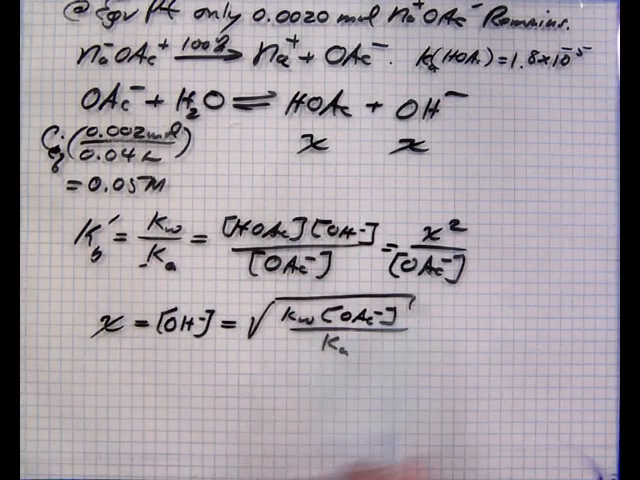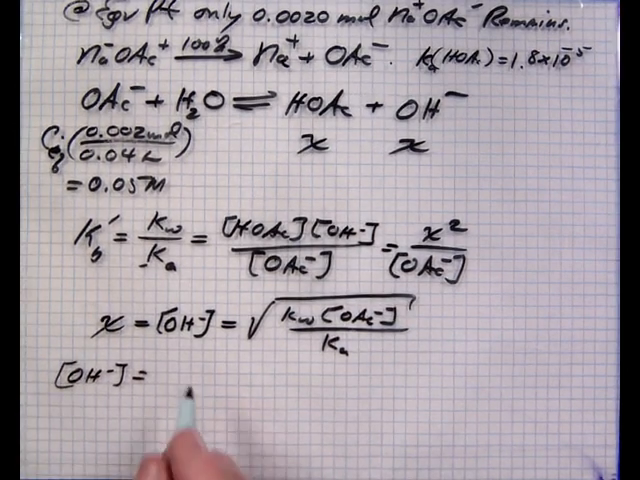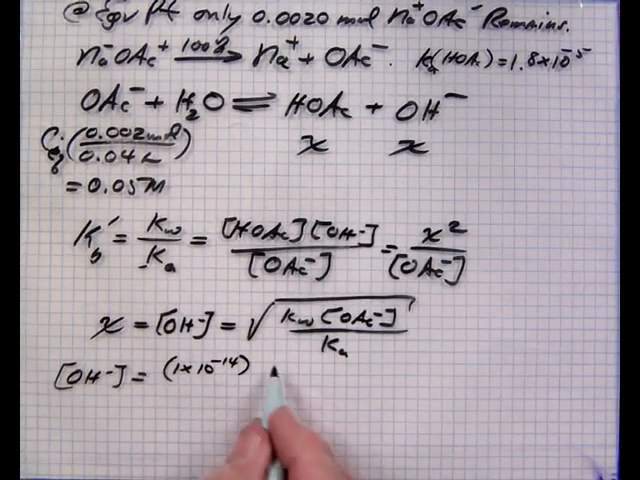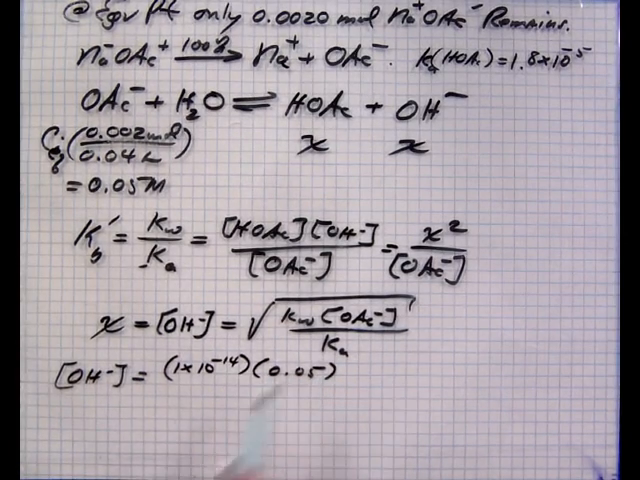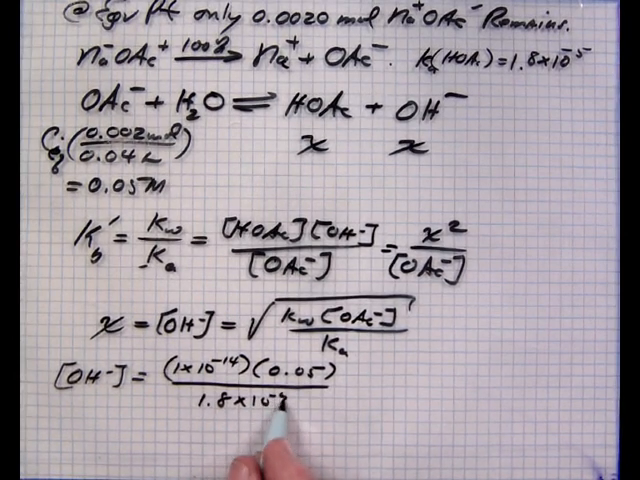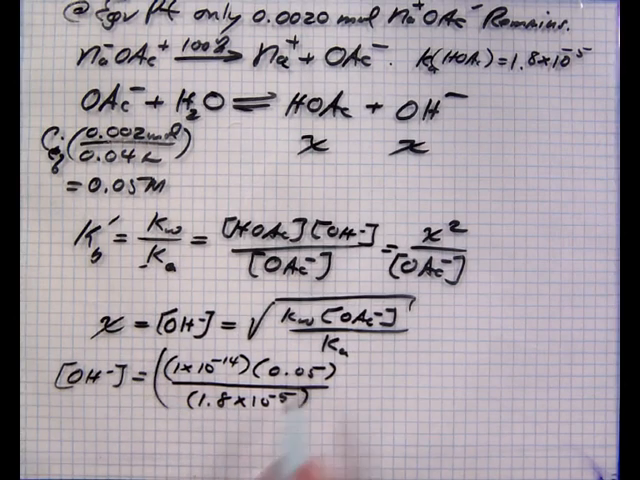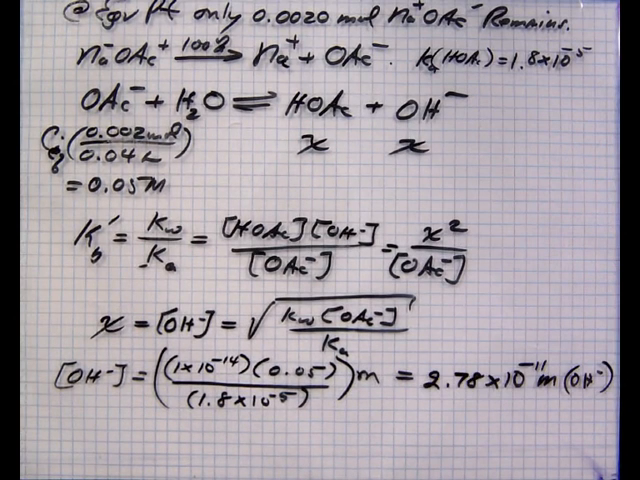Make sure we got that right. Yeah. So now the hydroxide ion concentration is 1 times 10 to the minus 14 for the Kw value, times the 0.05 molar for the acetate ion, divided by 1.8 times 10 to the minus 5 for the Ka for acetic acid. This all comes out in moles per liter, which is 2.78 times 10 to the minus 11 molar in hydroxide ions.